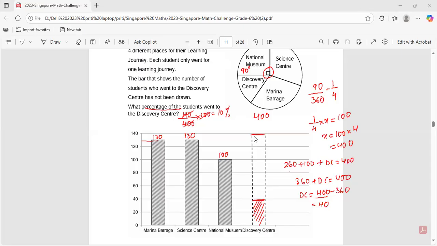So don't get fooled by that, this has to be till the top. So the number of students are 40 here, right? Question number 11, the answer is 10%.